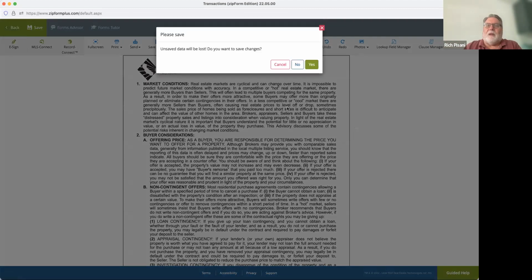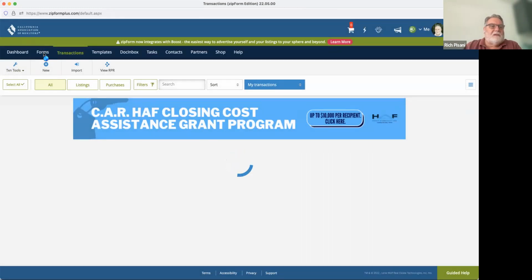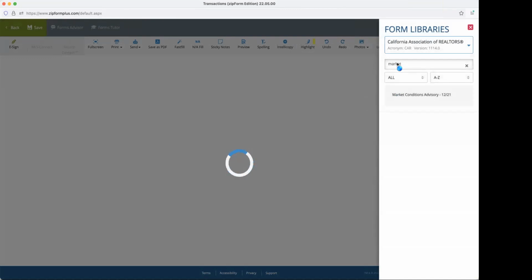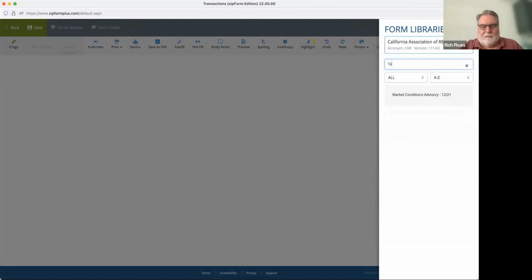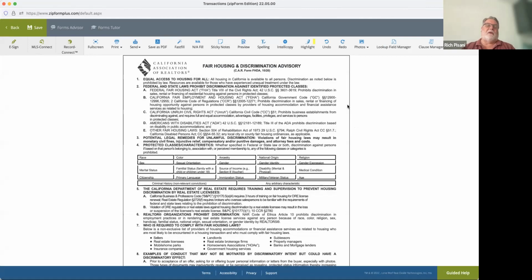I realized I missed another one that is attached to everything you do, and let me go over that. Hold on. Fair housing and discrimination advisory, very, very important.